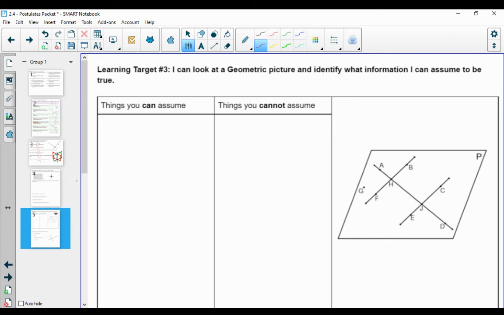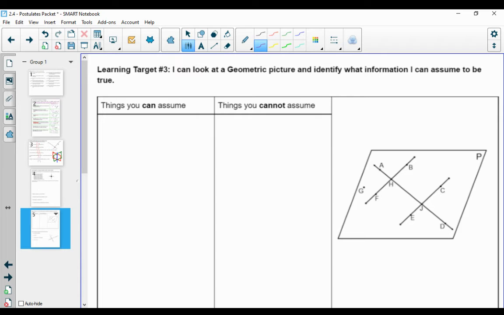All right, so now a little practice applying these definitions, and hopefully this isn't a huge new skill for us because we're kind of familiar with these postulates already, even though we didn't formally learn them until today. Looking at a geometric picture, I'm going to identify what information I can assume to be true and what information I cannot assume to be true. So we could put a ton of things in these boxes. We're just going to pick out a couple though.